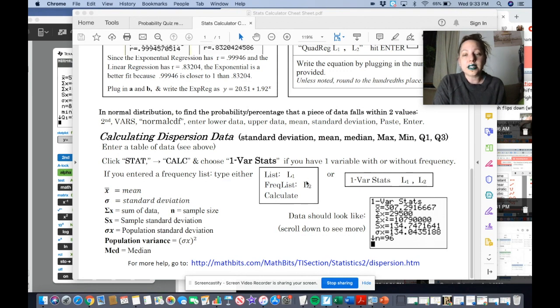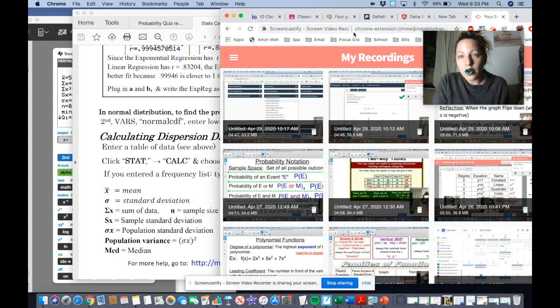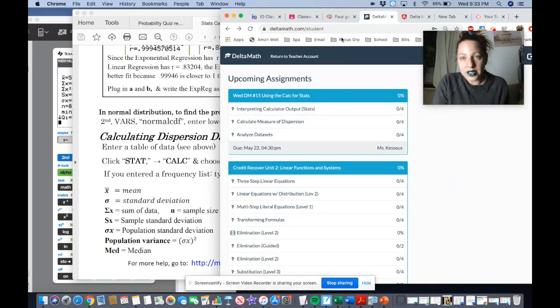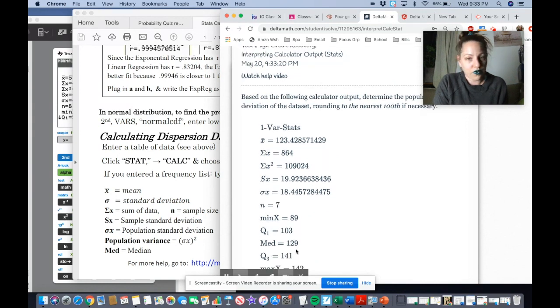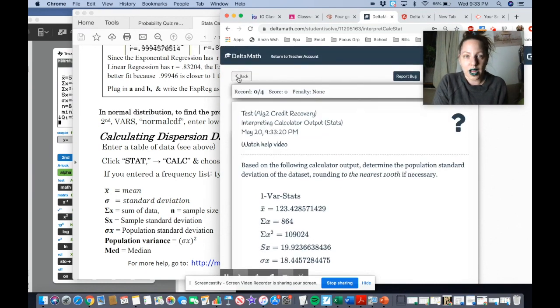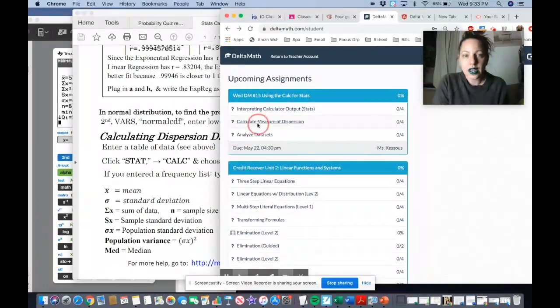And then these are the steps for how to use the calculator to get the data. I'm going to show it to you, but you want to pause and write this down. Now I'm going to show you. So I'm going to do a Delta Math example. The first section that you have is just using the vocab that you just wrote down, seeing what it's asking for, and finding that. So it's just identifying the vocabulary. That's it. Nice and easy.